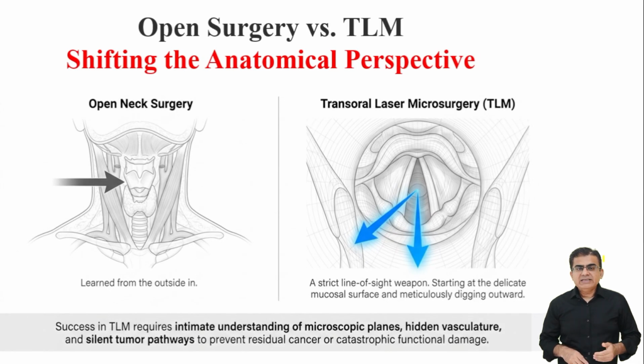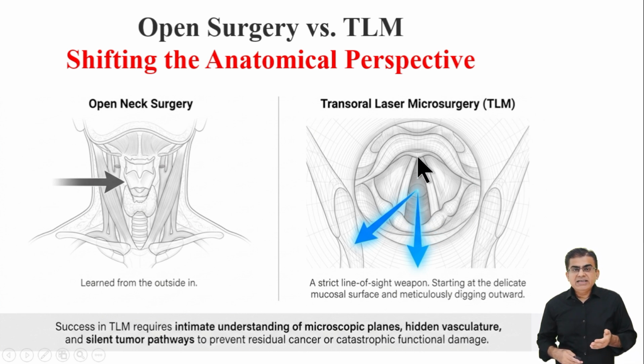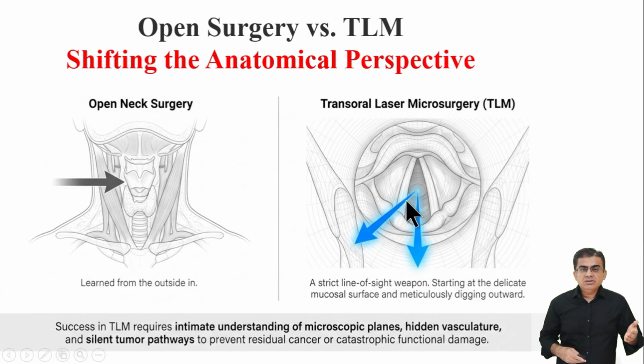When we perform open neck surgery, we are taught to learn the anatomy from the outside in. But in laser microscope surgery, we must completely change how we think. We must learn the anatomy of the larynx exactly in reverse. We start our work at the delicate mucosal surface on the inside. Then we meticulously dig our way outward into the deeper tissue.